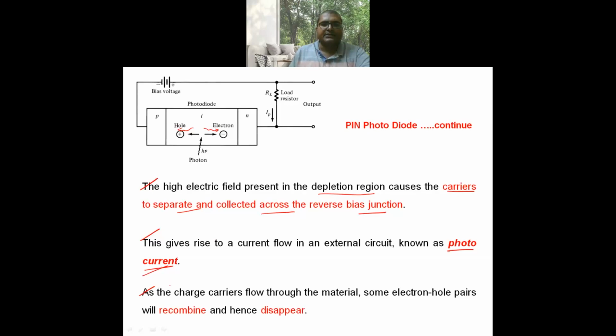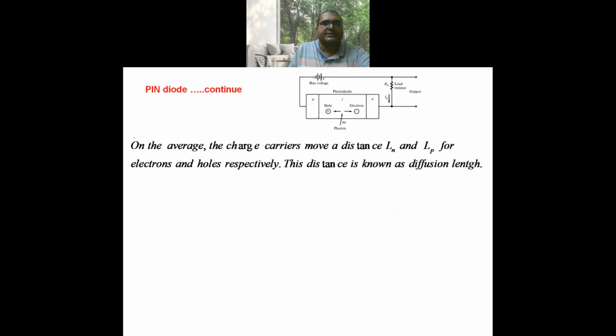As the charge carriers flow through the material, some electron-hole pairs will recombine and disappear. The generated charge carriers will move in the N-type and P-type material. Some of them will recombine and disappear, and the remaining are responsible for photocurrent. On average, the charge carriers move a distance Ln and Lp for electrons and holes respectively. This distance is known as the diffusion length.